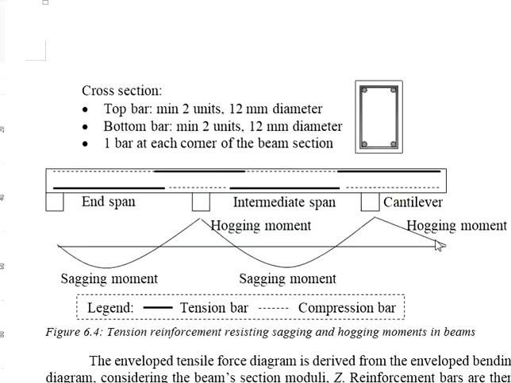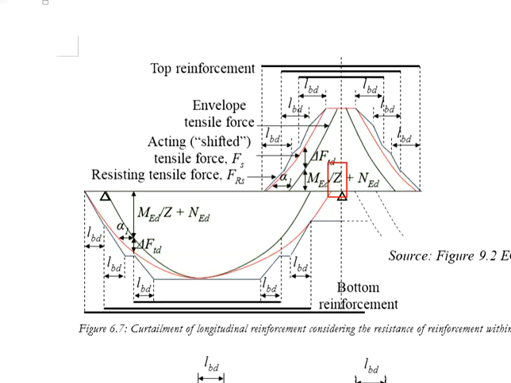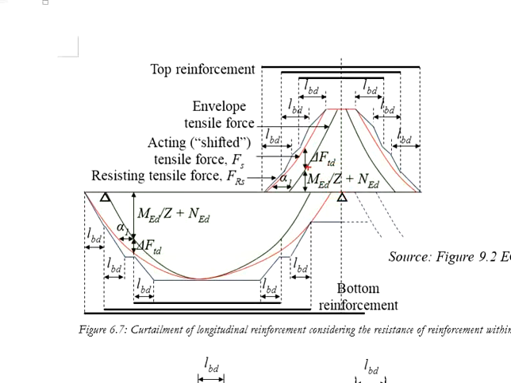To make it simple, you get the envelope bending moment diagram divided by the lever arm Z, which gives you the tensile force, plus the axial loads acting onto the beam if available. If there are no axial loads acting onto the beam, you can consider this equal to 0. That will give you the tensile curve, something like this, as represented by the black line. And then there is a shift of alpha 1 from the envelope tensile force diagram.